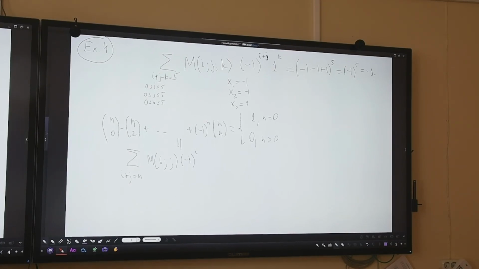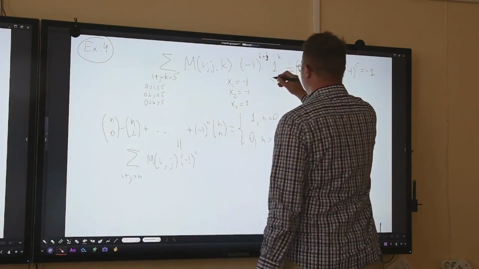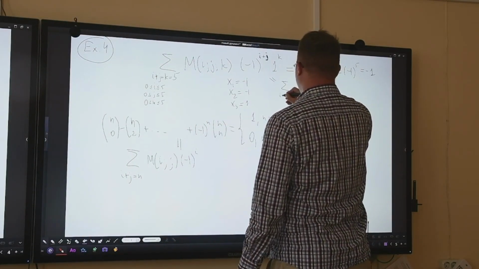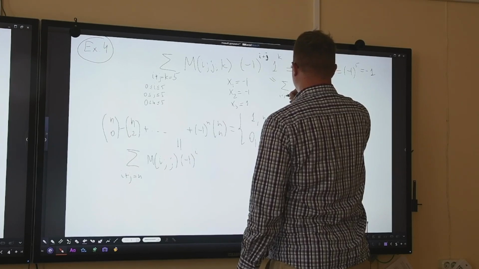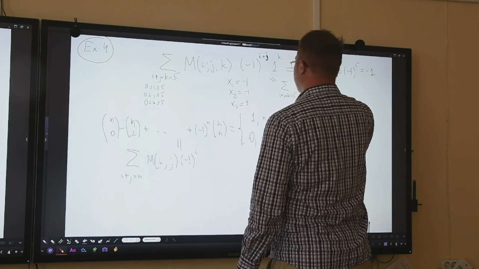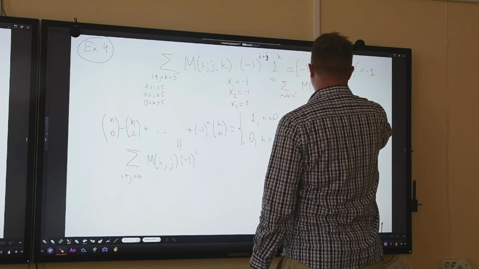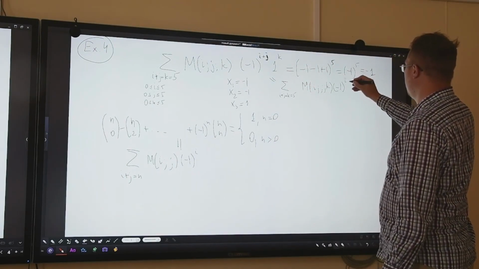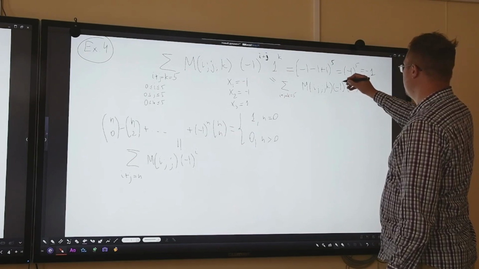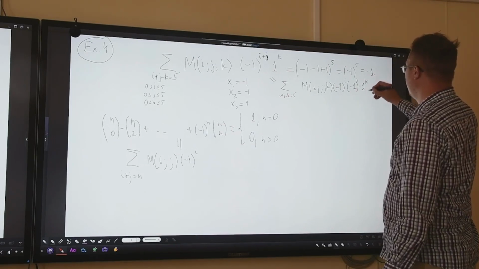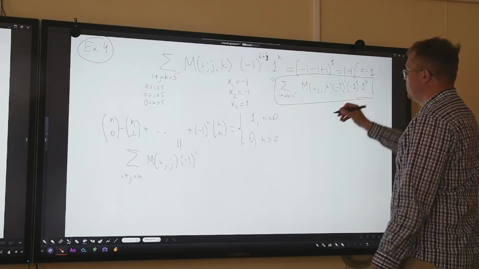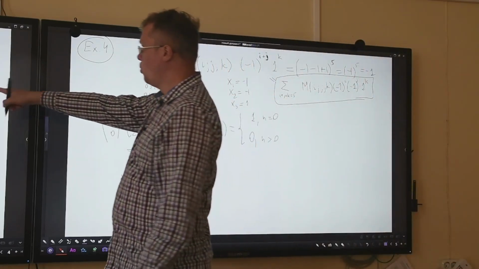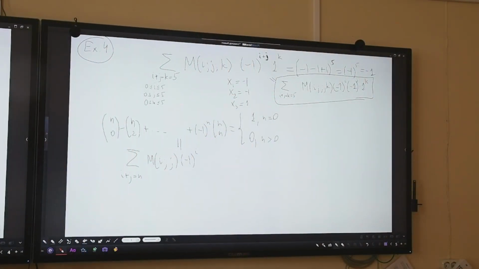I want to... So this is just... I can write this maybe more as the sum of m_ijk times (-1) to the power i, (-1) to the power j, and 1 to the power k. And this one is just the multinomial theorem, where I can get x1 as minus 1, x2 is minus 1, and x3 is 1.